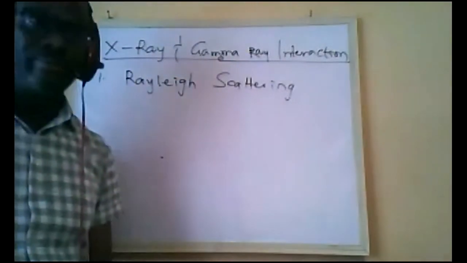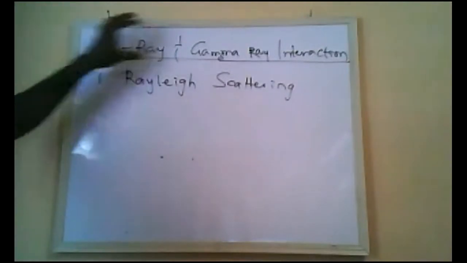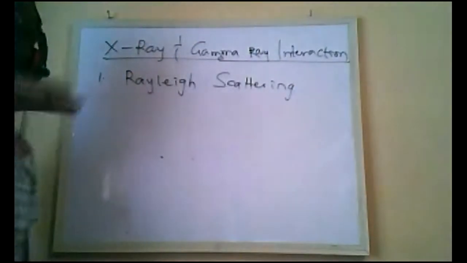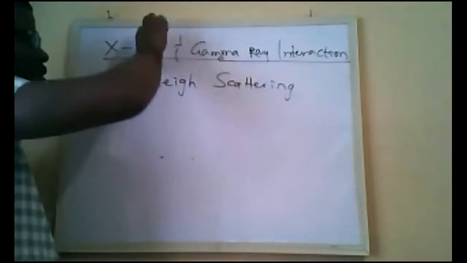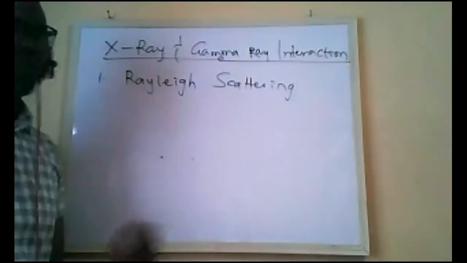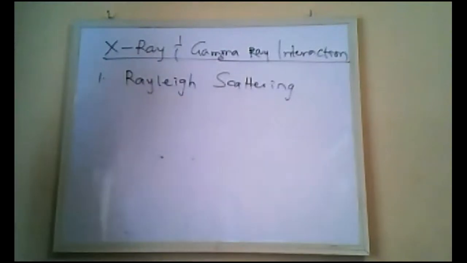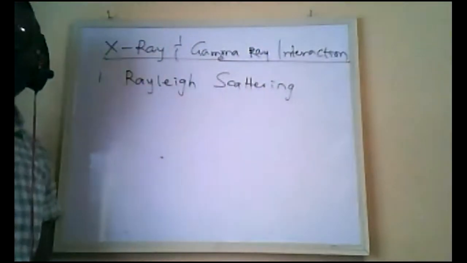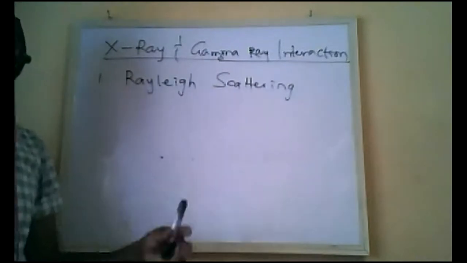Rayleigh scattering is a type of interaction in which, mind you, we are looking at X-ray and gamma ray. So all the interactions we are going to be looking at are actually the interaction of the X-ray or gamma ray with the atom. Rayleigh scattering is a type of scattering that affects the atom as a whole.